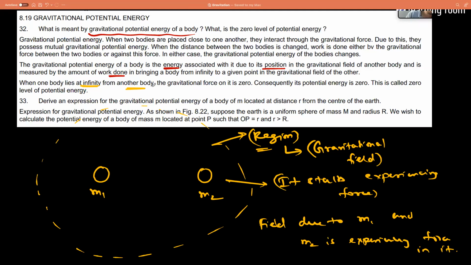So the gravitational force on it is going to be zero. Consequently, what can you say? You can say that the potential energy is also going to be zero. That is why whenever an object is placed at infinity, it is said to possess zero potential energy. Please make a note of this point. Potential energy of an object at infinity is going to be zero.